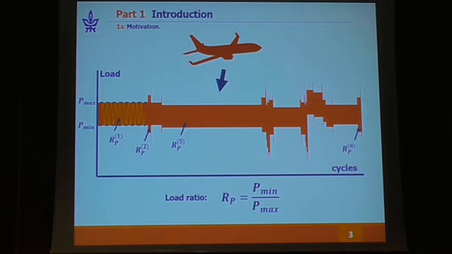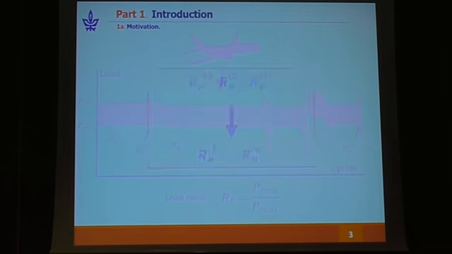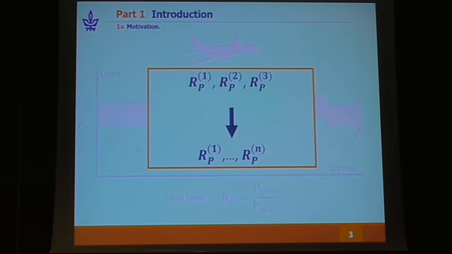If we want to know how the delamination will grow under this spectrum, we will need to know how each one of the load ratios will affect its growth. This may require a large number of tests. So we want to conduct only a small number of tests using a small number of load ratios, and from those tests be able to predict how the delamination will grow at every load ratio.